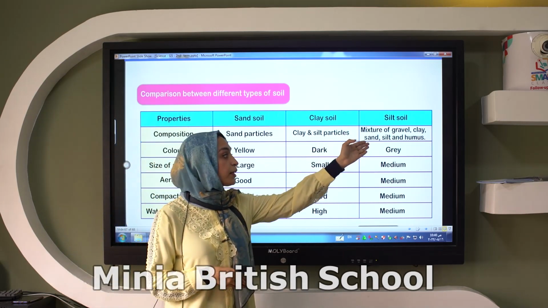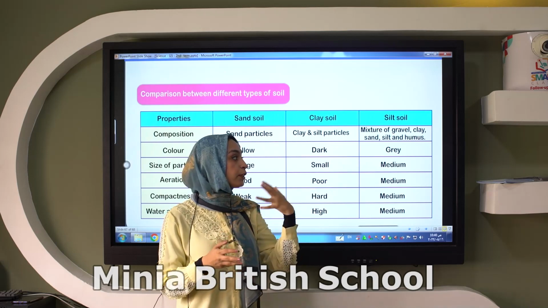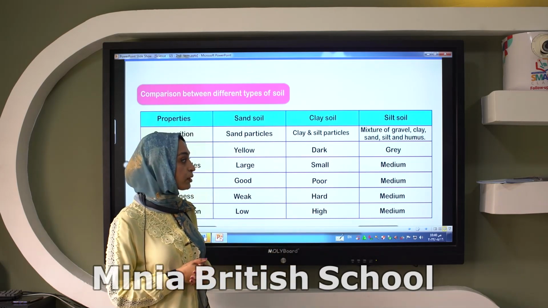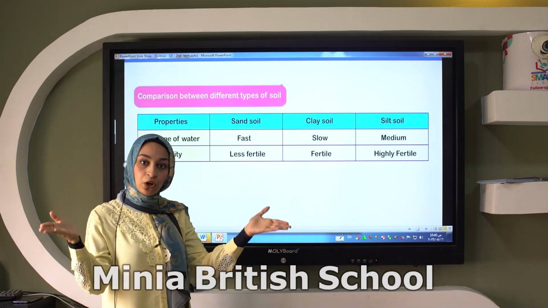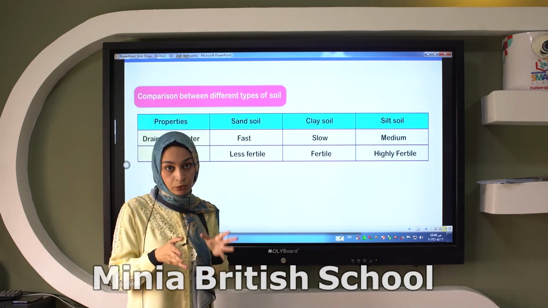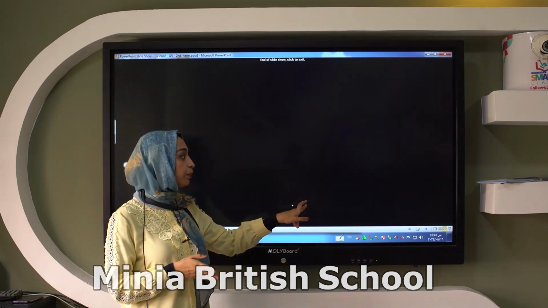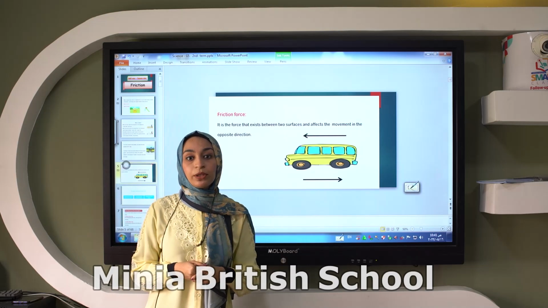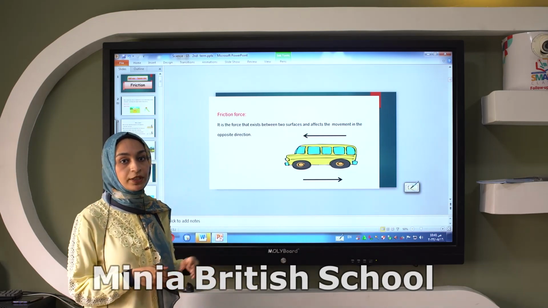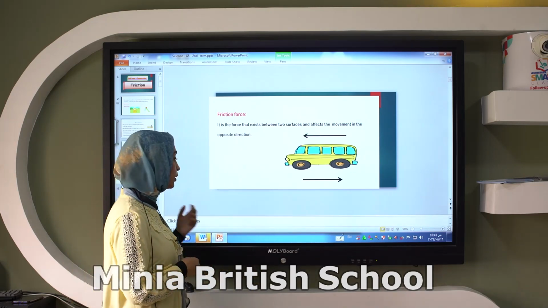What about the silt? It consists of a mixture of gravel, clay, silt, and humus. Its color is gray. Its size is medium, not large and not small. We can say moderate. And also we have some examples of plants that can grow in each soil.